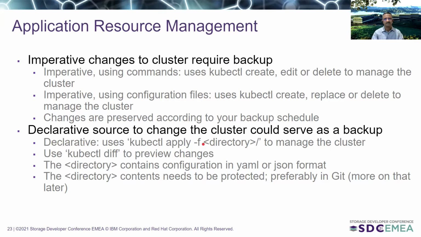The other alternative is using a declarative source. This is a little bit complex, but it offers certain advantages. This is the method of using kubectl apply -f and a directory to manage the cluster. It contains a bunch of YAML or JSON files. You could also use kubectl diff to preview the changes before applying. And note that wherever the source of these files are kept, we don't want it to be on a laptop. We want it to be protected in a better place, preferably in Git. So we're going to talk about that a little later.